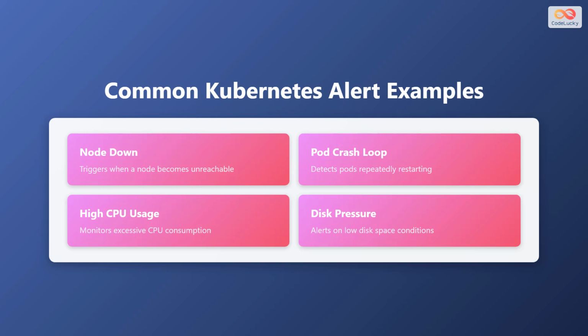Disk pressure alerts warn you when nodes are running low on disk space, which can cause pod evictions and application failures. These 4 alerts form a solid foundation for Kubernetes monitoring and help you catch the most critical issues in your cluster.